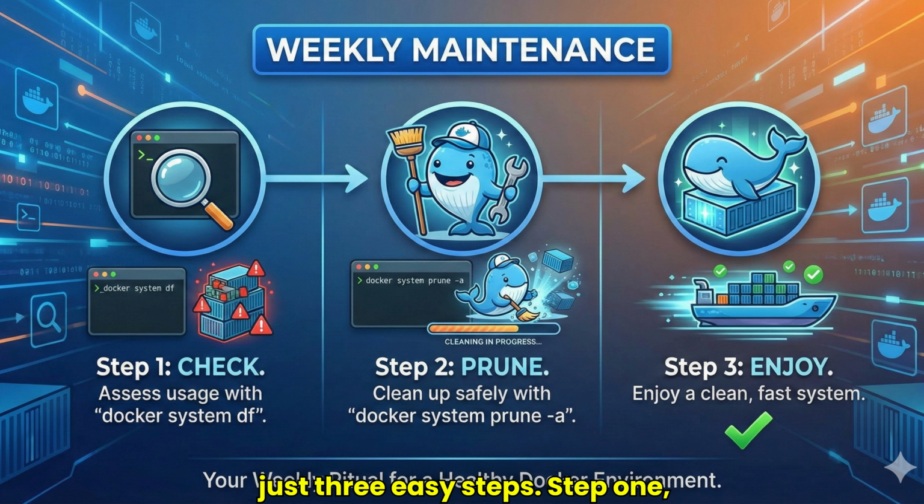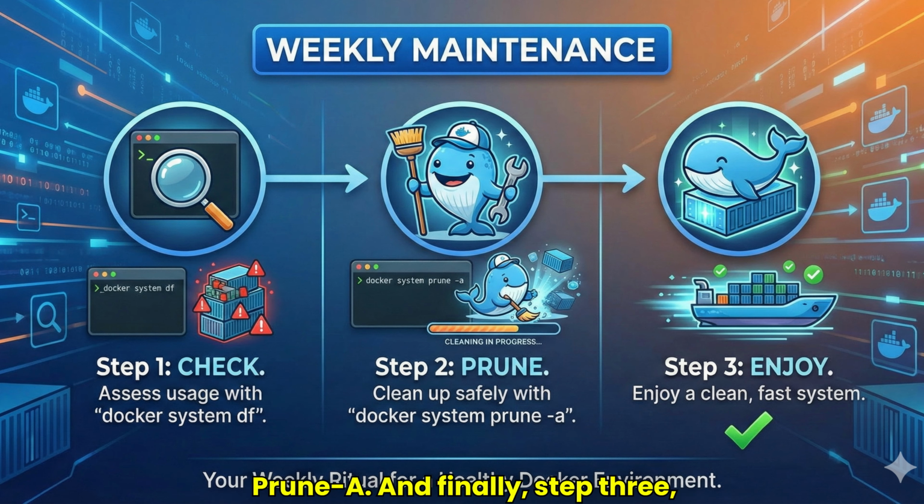Step 1. Check your usage with docker system df to see what's what. Step 2. Prune the junk away safely with docker system prune -a. And finally, step 3. Just sit back and enjoy a cleaner, faster machine.